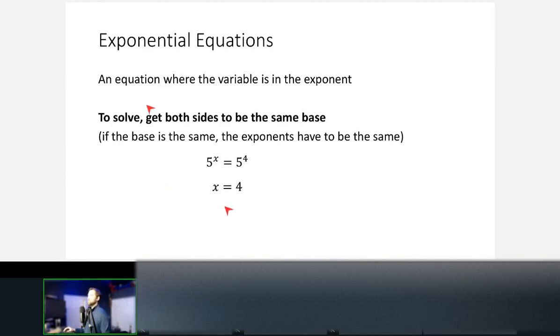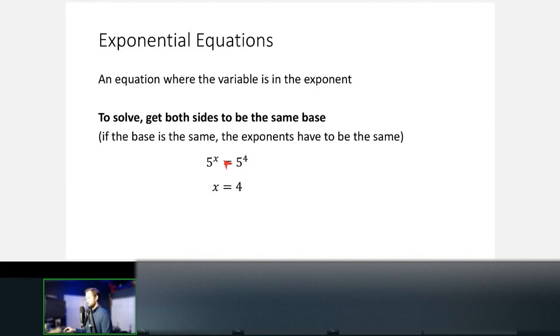All right, exponential equations. An equation where the variable is in the exponent. For example, we have 5 to the x power equals 5 to the 4th. To solve, get both sides to be the same base. Well, in this case, they are already the same base. The base is the 5, the exponent is the x. The base is the 5, the exponent is the 4.